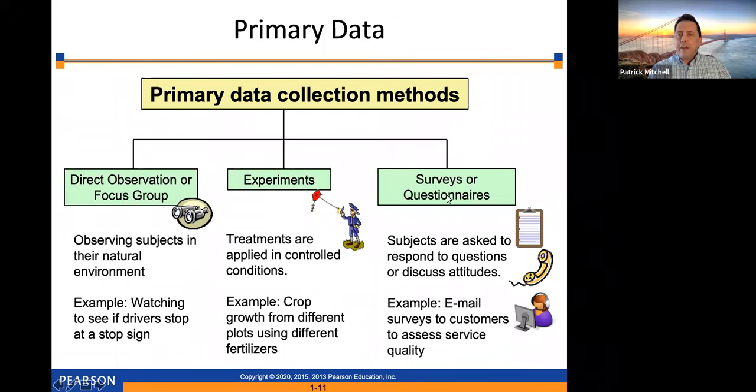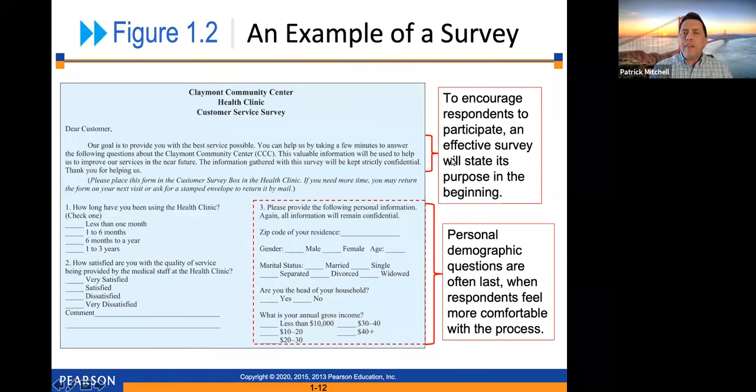And then finally, you have surveys or questionnaires. Subjects are asked to respond to questions or discuss attitudes. For example, emailing surveys to customers to assess service quality. Here's an example of a survey. Obviously, I'm not going to read you this whole thing. I'm just going to point out a couple of good things about it. To encourage respondents to participate, an effective survey will state its purpose in the beginning, which they've done up here. And then it's a good idea to ask personal demographic questions at the end, when respondents feel more comfortable with the process.